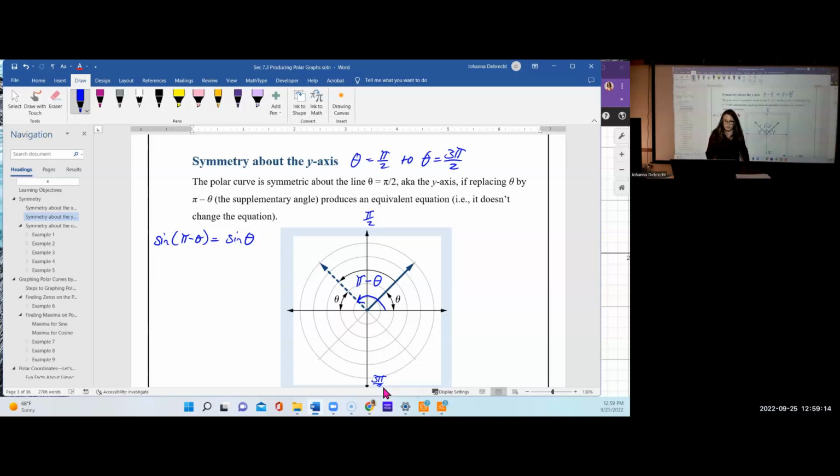Now, cosine, on the other hand, does not. So when we do cosine of pi minus theta, we don't get cosine of theta. We instead get the opposite of cosine of theta. In other words, it changes the sign of it. So when we replace theta with pi minus theta, we don't get the same value. We get the opposite of the value. So cosine does not have this kind of symmetry across the pi over 2 to 3 pi over 2 line, but sine does. So let's take a look now.